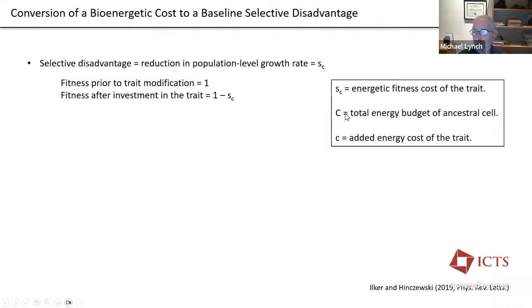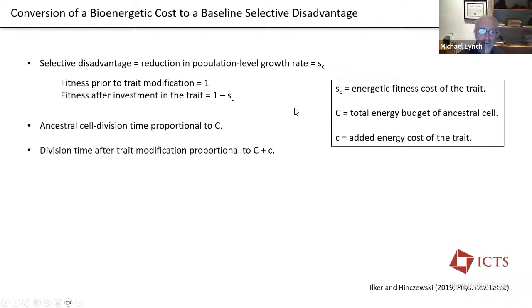The cell has a total energy budget of big C, and little c is the added energy cost of adding this trait into the cell. So the way this works is the ancestral cell division time will be proportional to the total cell's energy budget. If your energy budget is doubled, then it's going to take you twice as long to accumulate the energy for the cell to divide. And then if we add this modification to the cell, the division time after the trait is big C plus little c, the total energy cost of the cell.